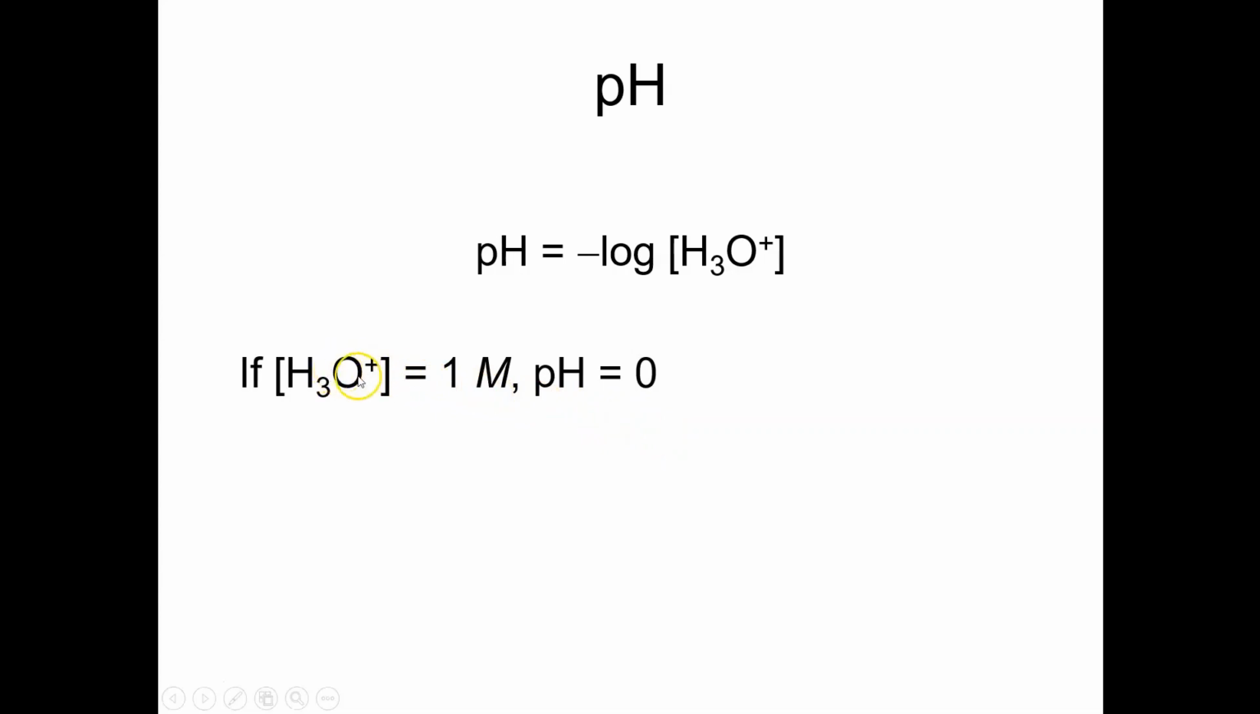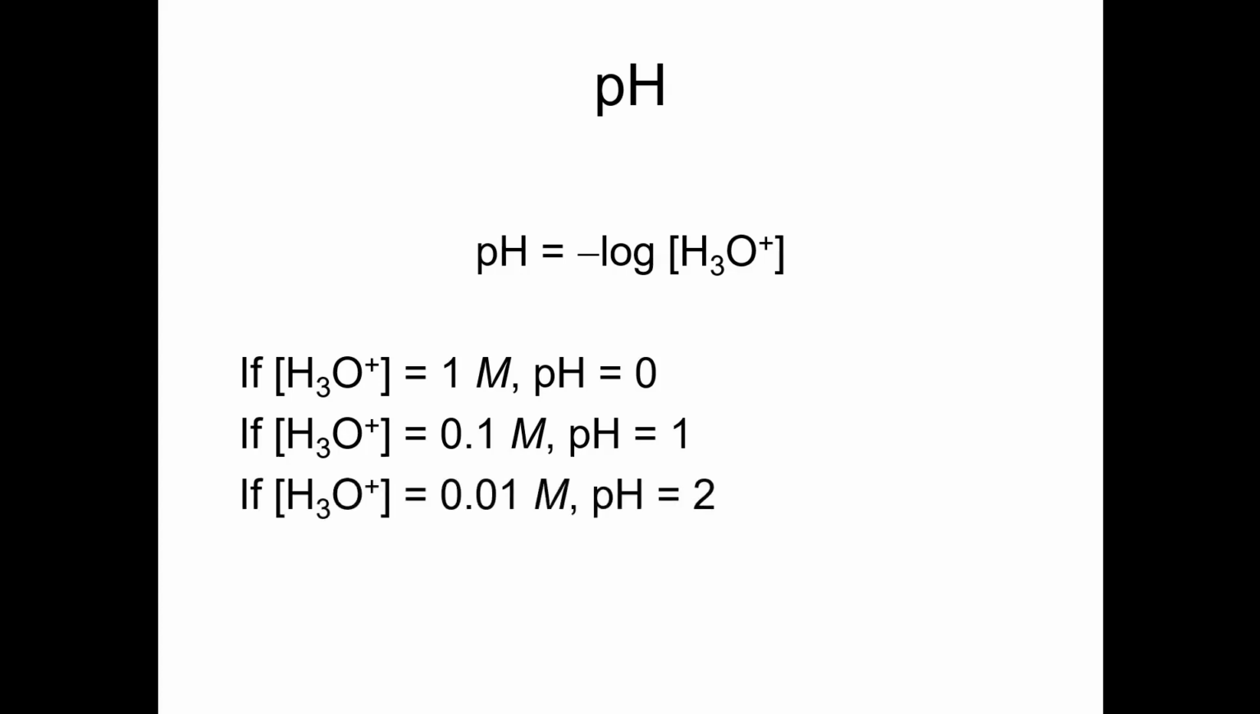If the hydronium ion concentration of a solution is equal to 1, then the pH is equal to 0, because the base 10 log of 1 is 0, and negative 0, of course, is 0. So if I've got a 1 molar solution, it has a pH of 0. If I have a 0.1 molar solution, that's 10 to the minus 1. The log is negative 1. The negative log is 1. If I have a 0.01 molar solution, the pH is going to be 2. If I've got a 0.001 molar solution, which is 10 to the minus 3 molar, the pH is going to be 3, etc.